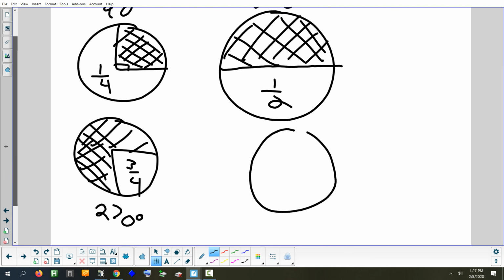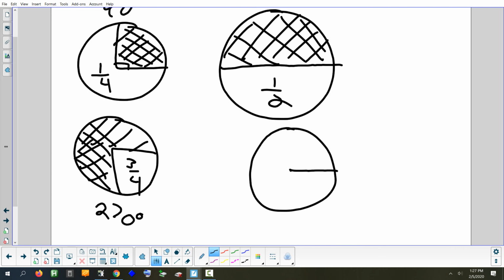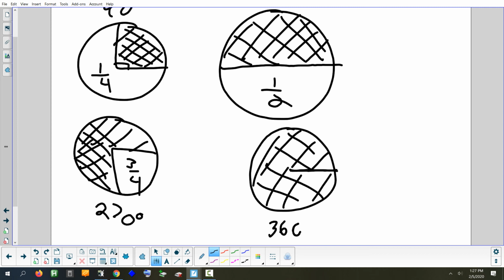Let's go like this. Here's my initial side. Here's my terminal side. How big of an angle did I draw this time? 360. And how much of the circle does that take up? One whole. Takes up the whole circle. So that's a connection between angle size and area size. If your angle is 360, it takes up the whole circle.